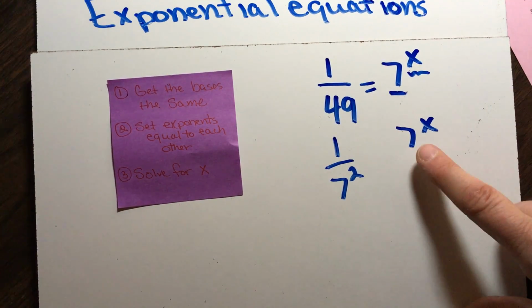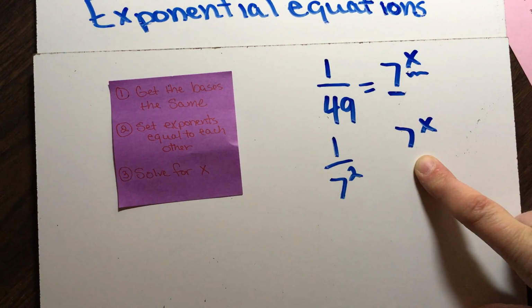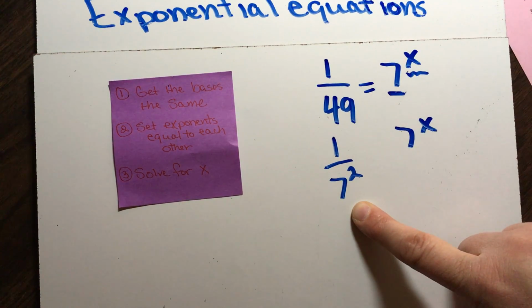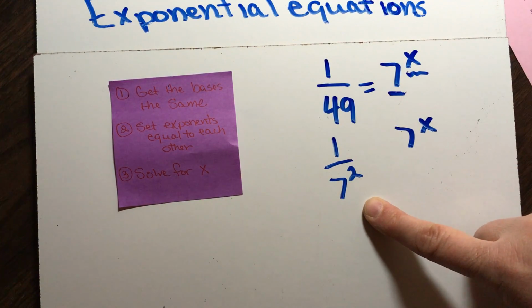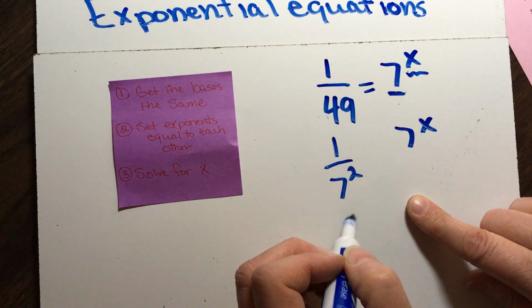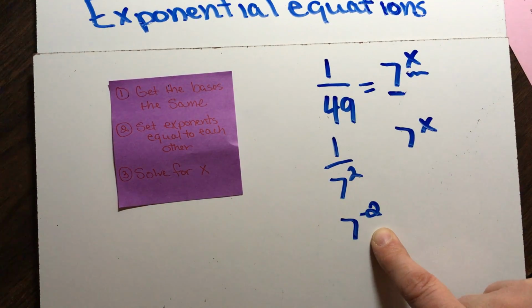But this is in the numerator, or the top of a fraction, and it's written as a whole number right now. This is in the denominator. I need to get this up here. So I need to do the reciprocal, or the opposite. So I'm going to move that by making it a -2.